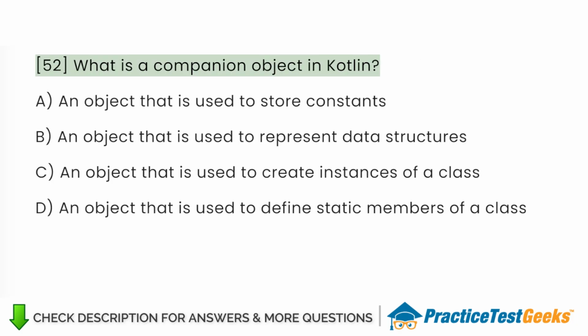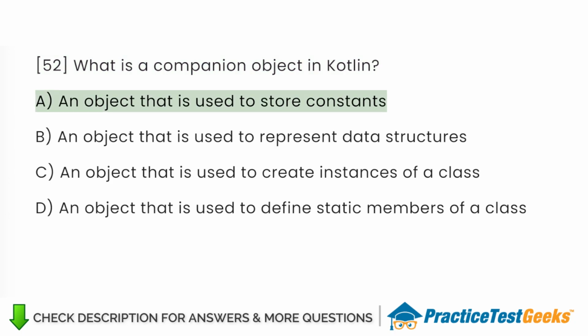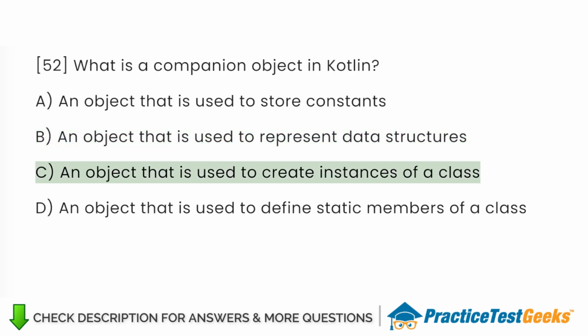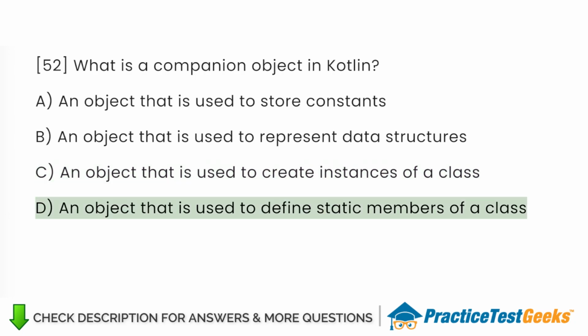What is a companion object in Kotlin? A. An object that is used to store constants. B. An object that is used to represent data structures. C. An object that is used to create instances of a class. D. An object that is used to define static members of a class.